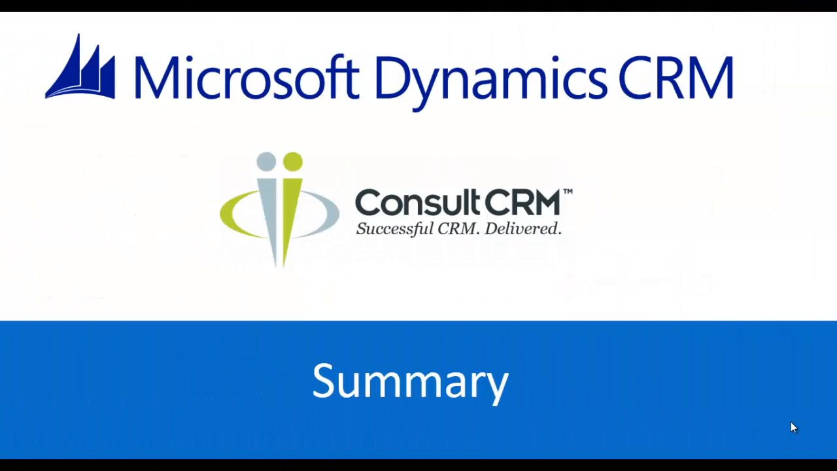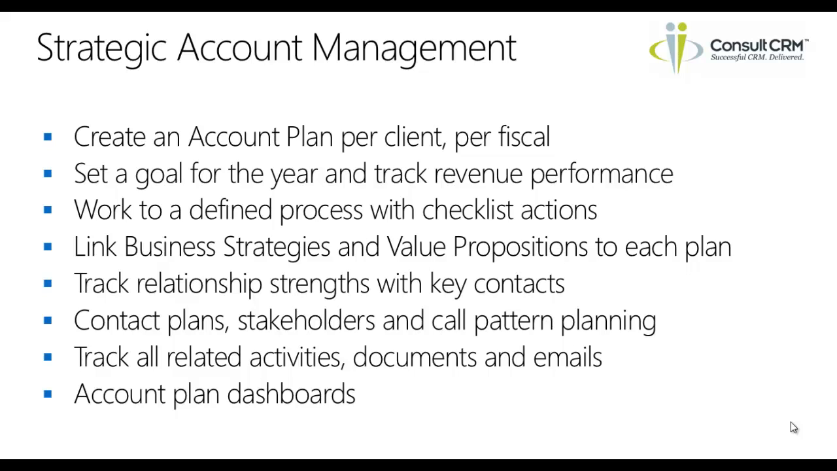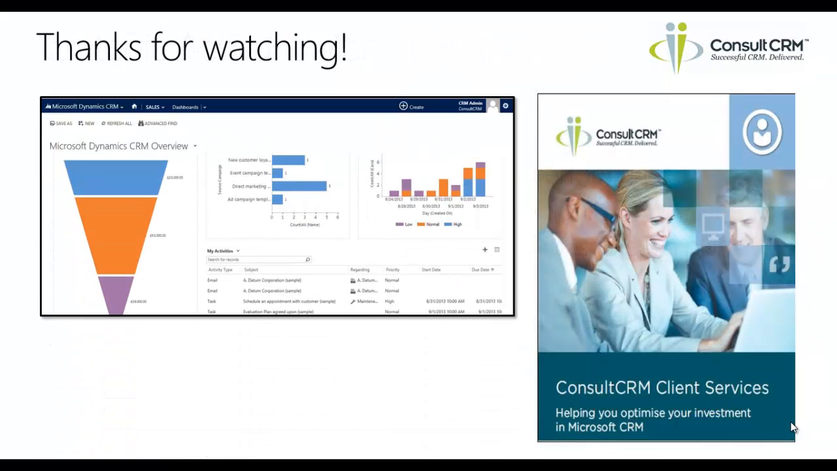So just to summarize what we've been looking at, the Strategic Account Management module for Microsoft CRM 2013 allows you to see account plans per client per fiscal year, track revenue performance against goals set for each of those accounts, work to a defined process with checklist actions, and link business strategies and value propositions. We saw how you can track relationship strengths and view those in charts. You can run contact plans and establish call patterns throughout the year. You can also track all related activities, documents and emails, and the account plan dashboard brings all of the information together.